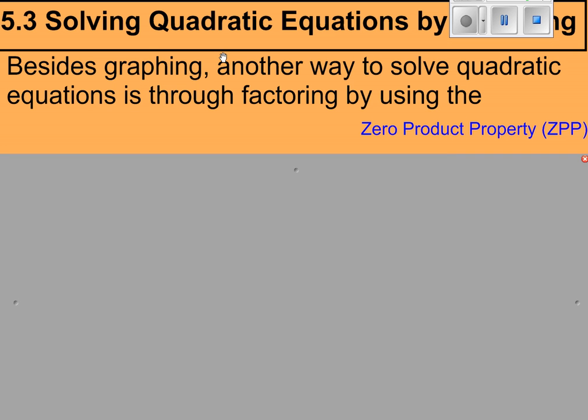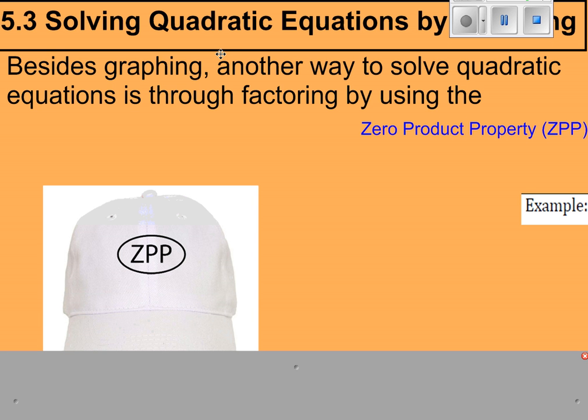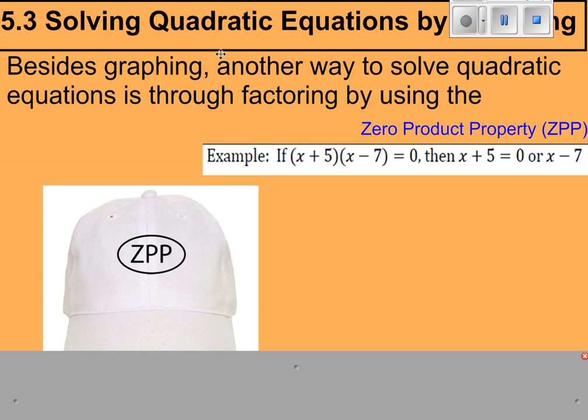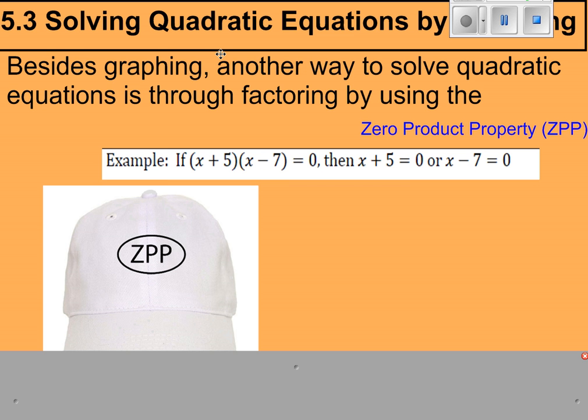Solving quadratic equations by factoring. Factoring is an easy way to figure out what your zeros are using what's called the zero product property. And here's what the zero product property says. In words, if the product of two things is equal to 0, then one of those two things must be equal to 0. All right, so in my example, if x plus 5 times x plus 7 equals 0, if there's a product that equals 0, then one of the two things must equal 0, or both.